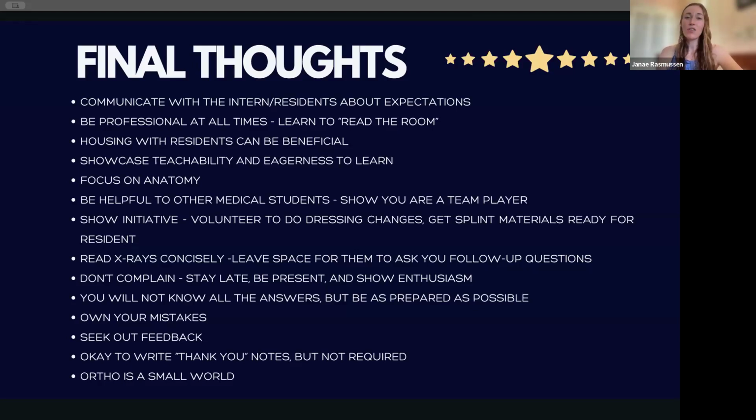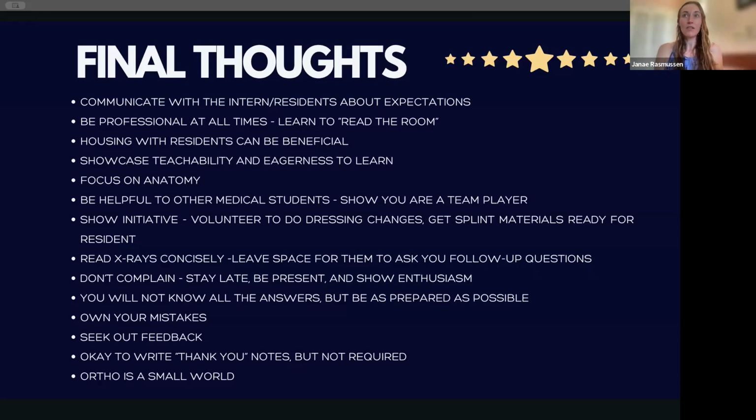When I see medical students helping each other out, making changes to the call schedule to help out other med students, that really stands out, especially in my program, because we are such a team-based program. So make sure you're doing those things, showing initiative, volunteering to do dressing changes, getting the splint materials ready for the resident. That can make a huge impact and make life so much easier for the resident, if you already have the splint cart ready and everything's ready to go for a sugar tong splint, for example.